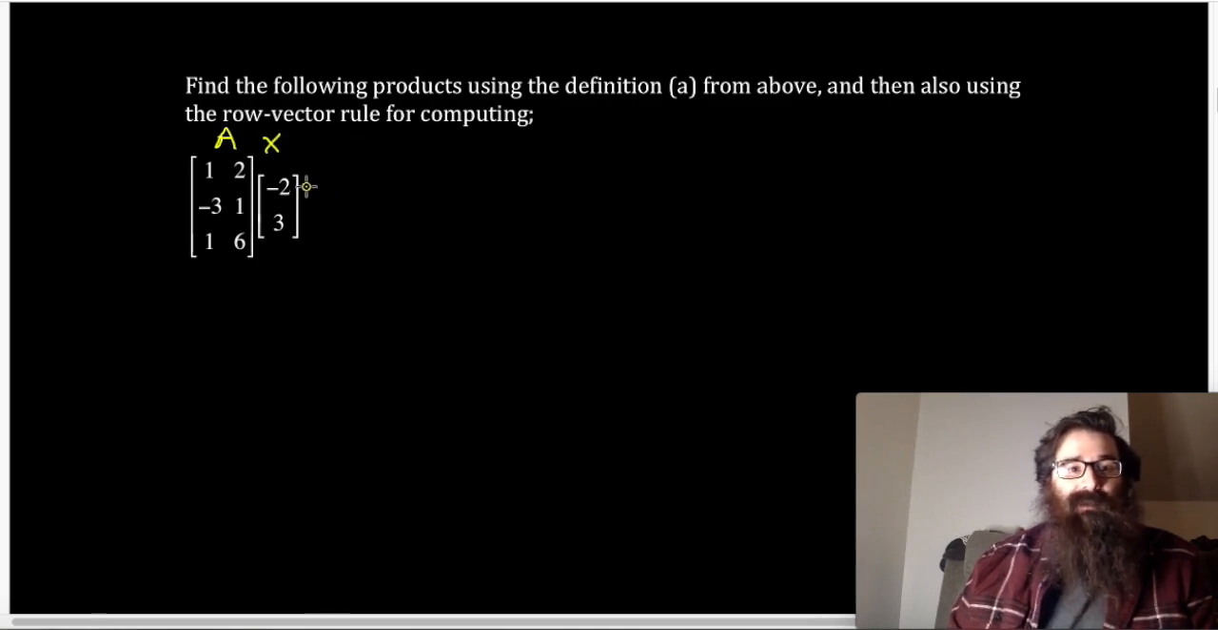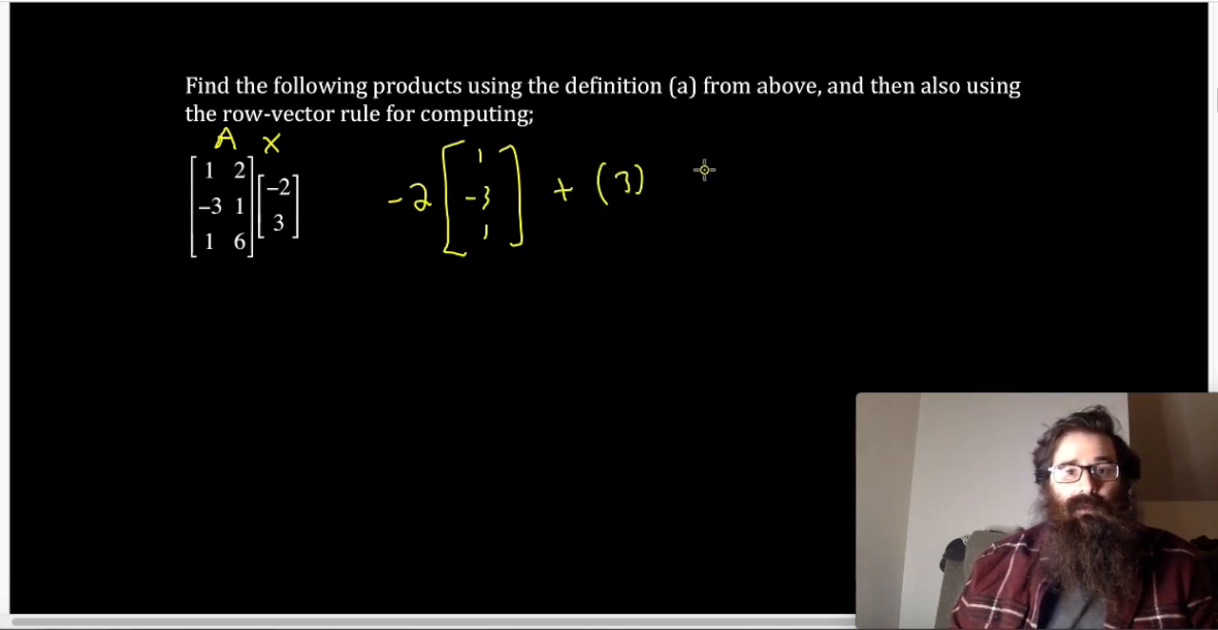What I want to do is take the entries in the vector X and use them as scalar weights on the corresponding columns of matrix A. So I'll take this first entry of X, which is -2, and multiply that to the first column of A, which has entries 1, -3, 1. And then I'm going to add to this. Now I'm going to take the second entry of vector X, which is this 3 here, and multiply that to the second column of matrix A, which had entries 2, 1, 6.